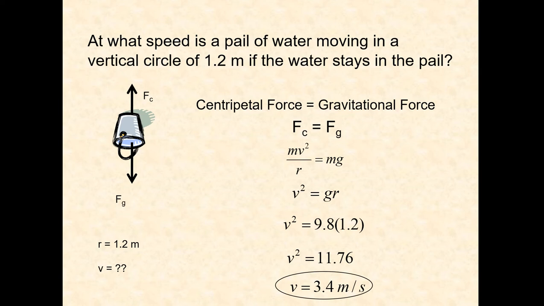So regardless of the mass, meaning it doesn't matter how much water there is, it could be a tiny drop of water or a huge amount of water, you're going to need to spin it at 3.4 meters per second in order to keep the water inside the bucket. That may seem counterintuitive, but yes, no matter how much water there is, the speed to keep it inside the bucket is the same.